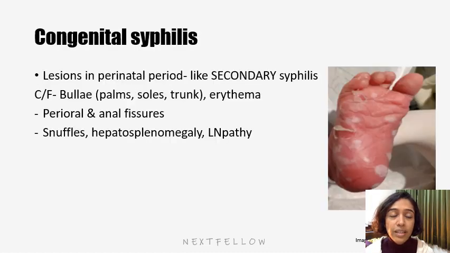So we're looking at the other options in that question. What are the lesions in congenital syphilis? The lesions will be seen in the perinatal period, okay? And these lesions are similar to secondary syphilis.